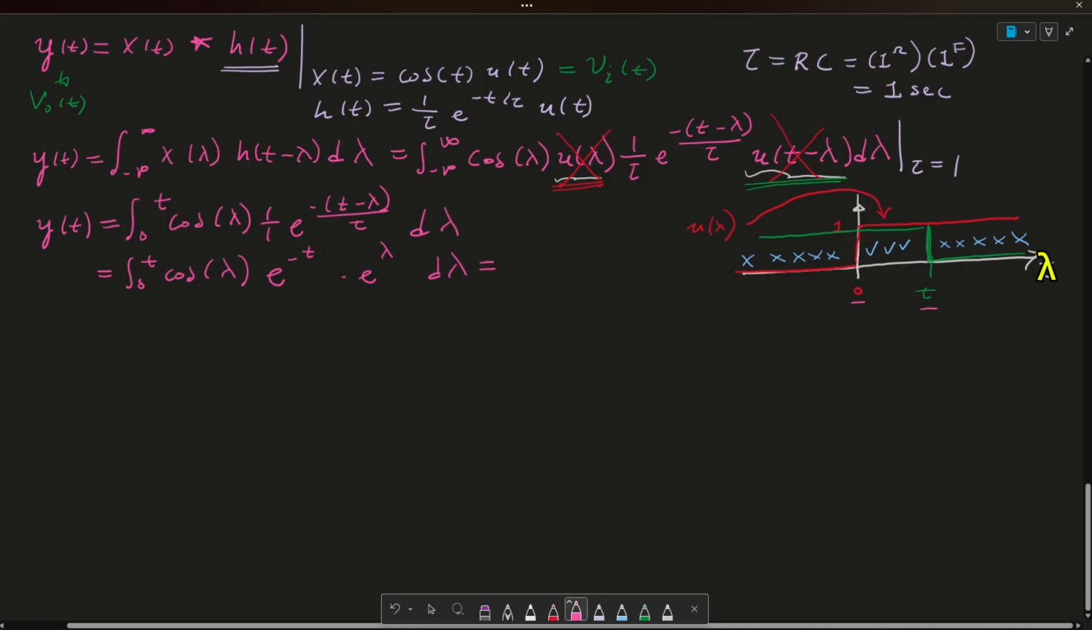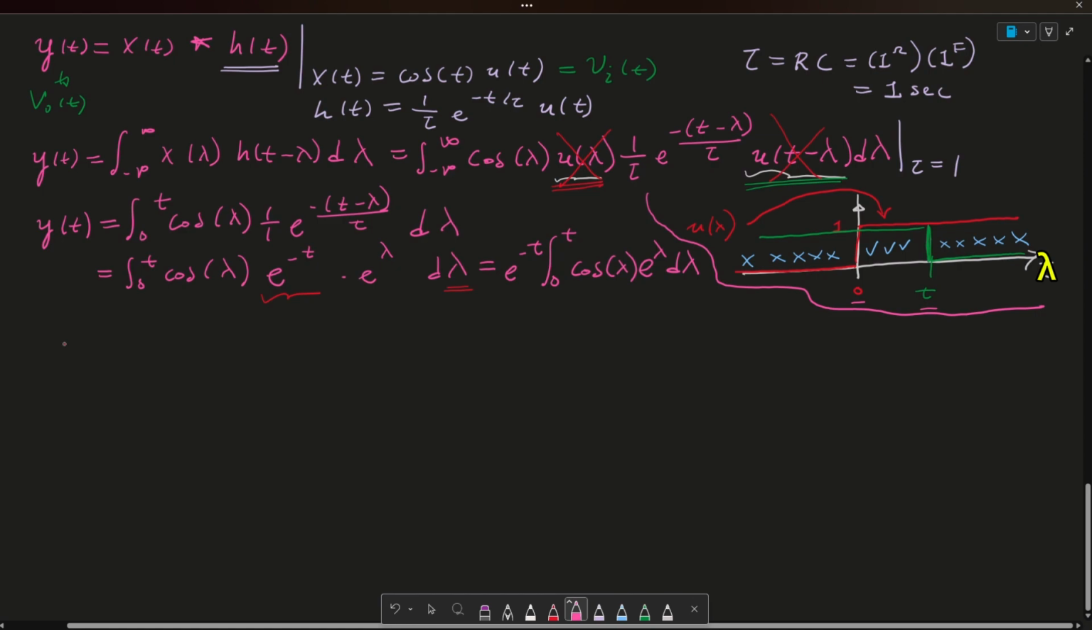And then this e to the minus t is a constant when talking about lambda. As a result, I can pull it out. So then this becomes e to the minus t times the integral from 0 to t of cosine lambda e to the lambda d lambda. All right, so now we have to do some heavy maths to solve this integral.